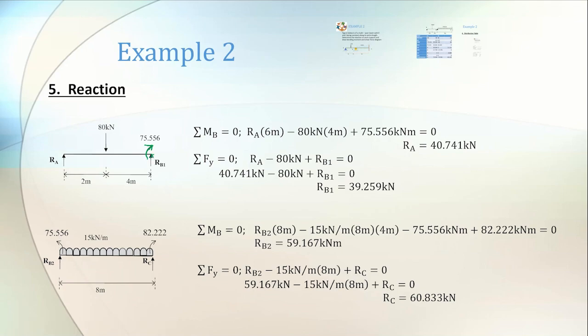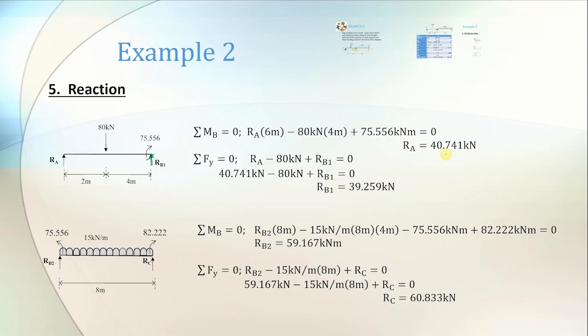Distance must be from B. RA times with 6 meter, okay, which is the distance. And then, okay, done. And then you have 80 kilonewton times with 4 meter. Okay, it become minus because this is counterclockwise, is going to be to B. So they become negative. And then you have to plus. Don't forget to put the value of moment here because this is moment equation. Jadi moment kena masuk dalam moment equation.